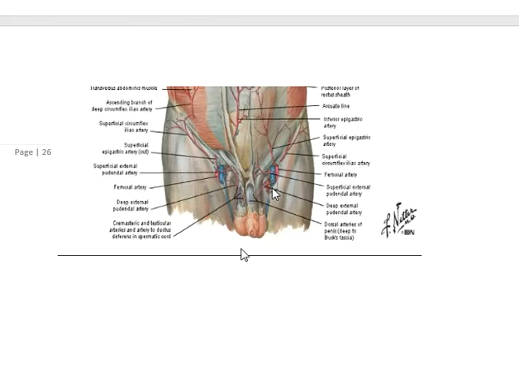And one more branch that supplies the scrotum is the scrotal branches of the internal pudendal and the cremasteric branch of the inferior epigastric. Look here, the inferior epigastric has a branch that reaches the scrotum, named the cremasteric branch, and the internal pudendal has branches that reach the scrotum, named the scrotal branch.